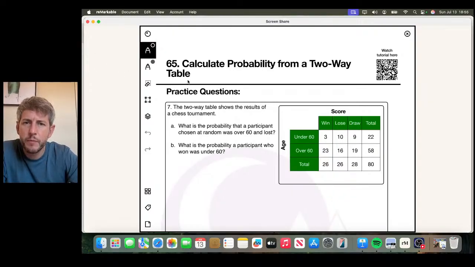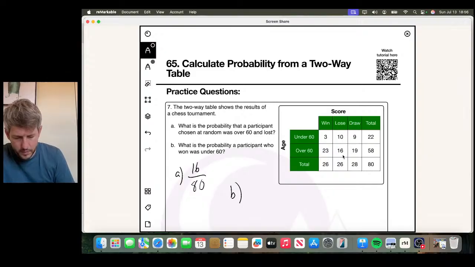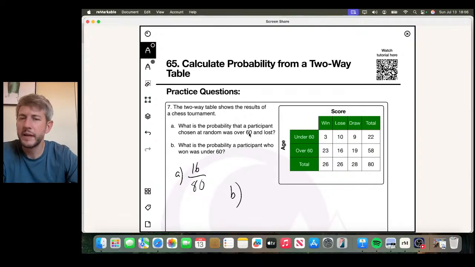Okay, the two-way table shows the results of a chess tournament. What is the probability that a participant chosen at random was over 60 and lost? Okay, chosen at random, over 60 and lost. So there were 16 people that were over 60 and lost, and there were 80 people in total. Part B. What is the probability that a participant who won was under 60?